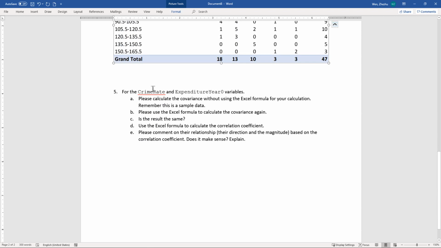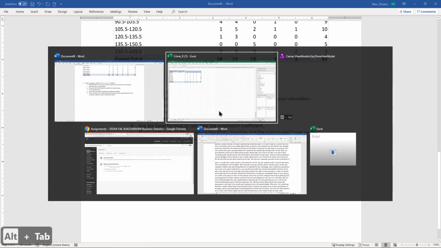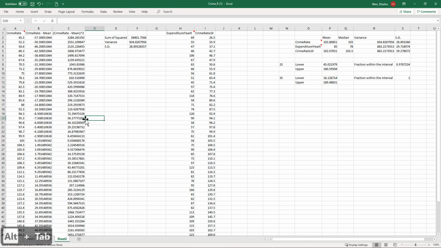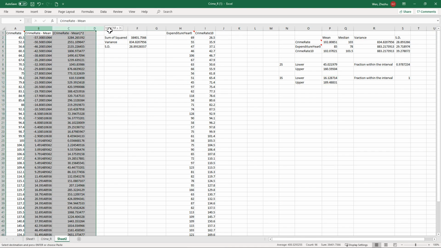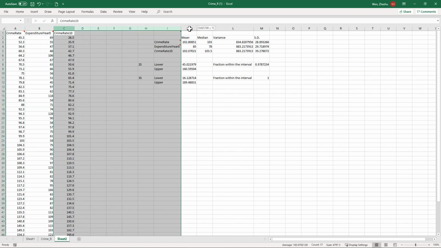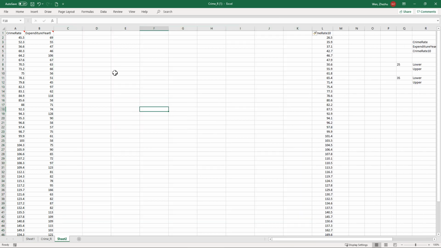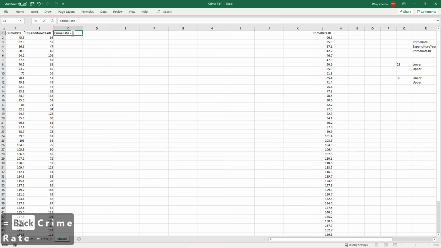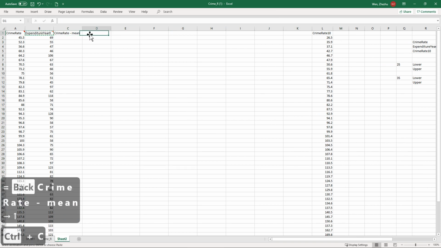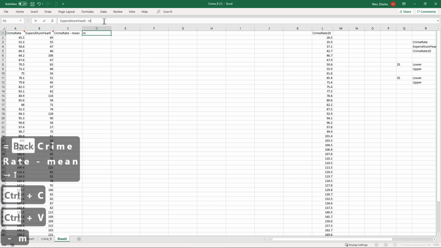And number 5, using these two variables, please calculate the covariance without using the Excel formula for your calculation. So I'm just going to do that here. I'm going to remove everything and create some space. First thing I want to do is crime rate minus its mean. I also need to do expenditure minus its mean.